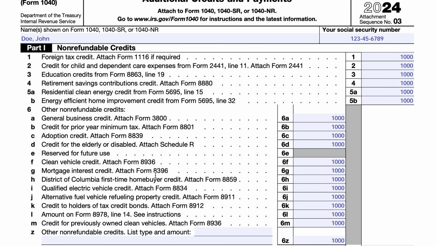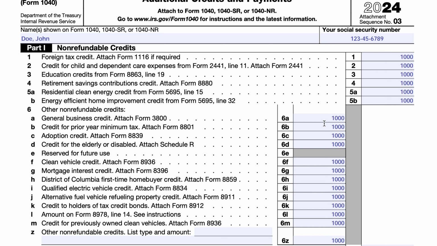Line 6 contains a series of other, maybe lesser known, lesser taken, non-refundable credits. So line 6A is for the general business credit. It usually applies to individuals that are partners or shareholders in an S corporation, if you're self-employed or if you have rental property. So you would complete IRS Form 3800 and then enter that amount here.